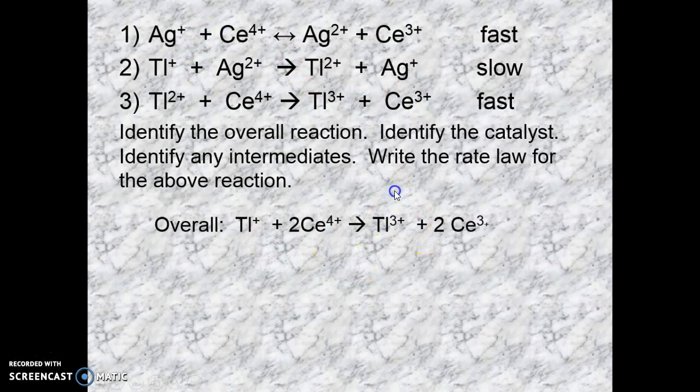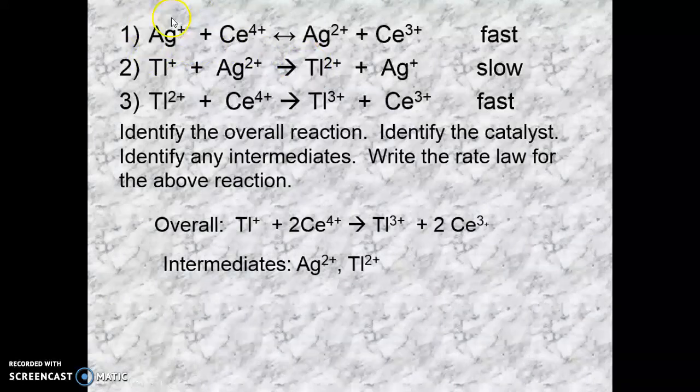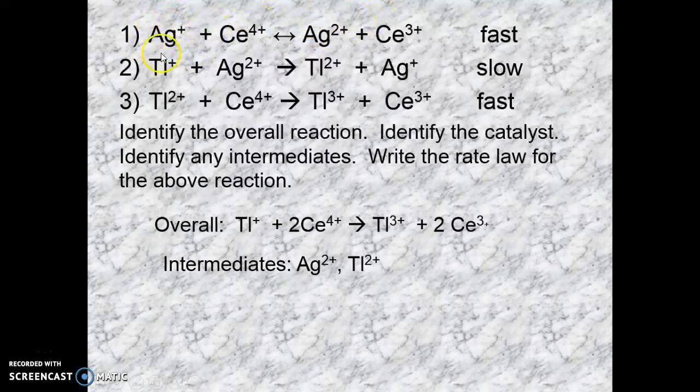What about everything else? Okay, we got some intermediates. Ag2+ is created here, but then it's used up further on down. That's an intermediate. Tl2+, again, created in the second step, but used up in the third step. So again, an intermediate. The only other thing we have is Ag+. Ag+ goes in first and then comes out later. That's actually the catalyst.